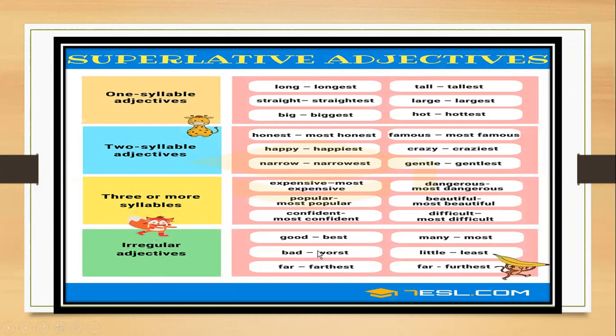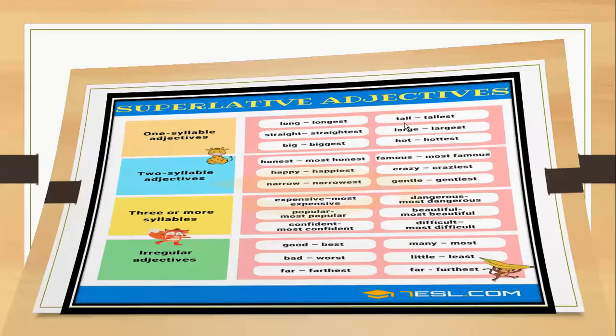See, bad, worse, worst, good, better, best. Okay, little, less, least, many, more, most. Okay, keep in your mind. Tall, taller, tallest. You can keep a look.